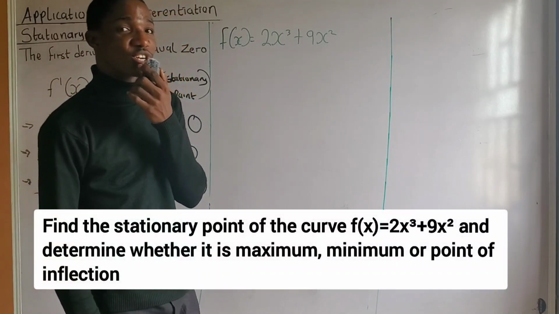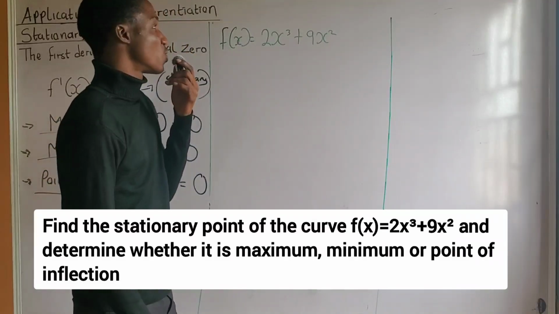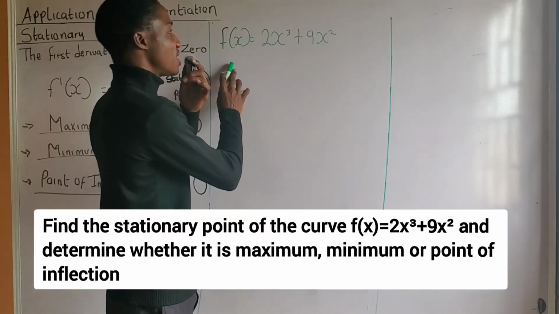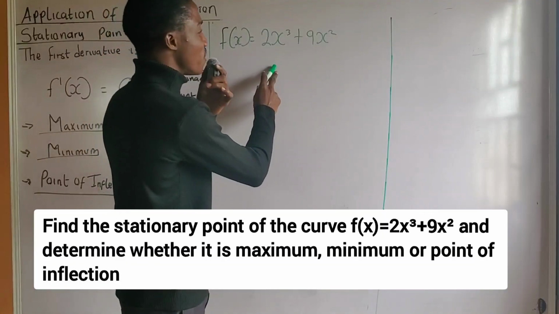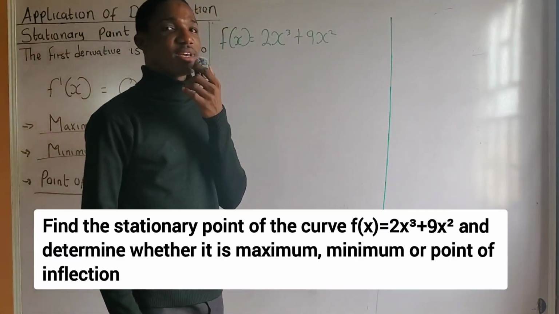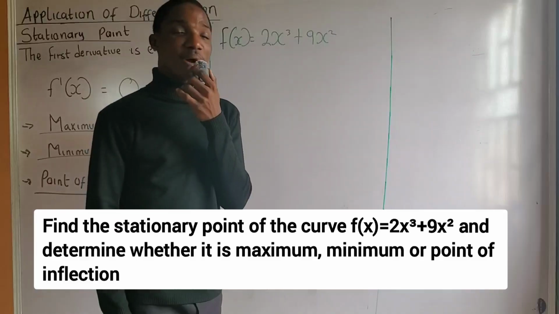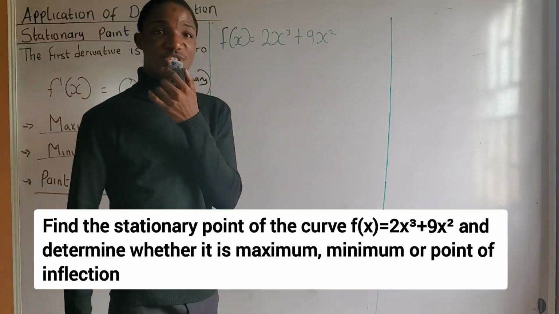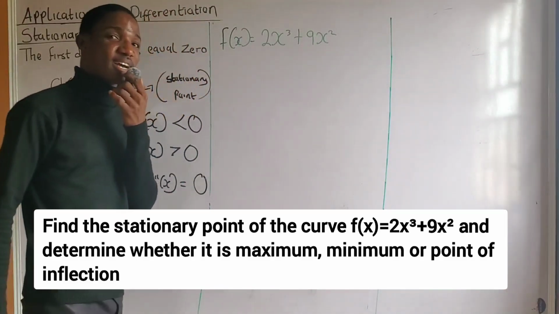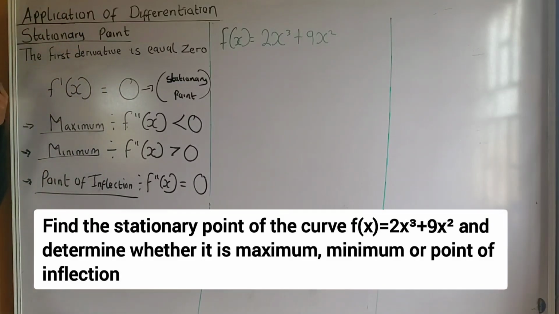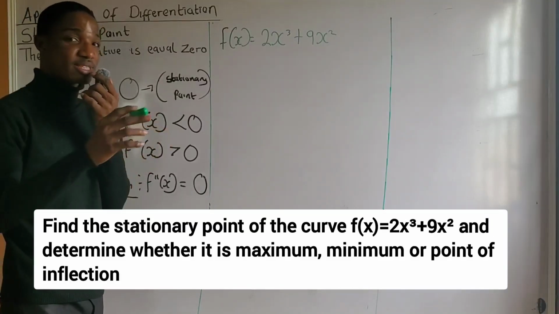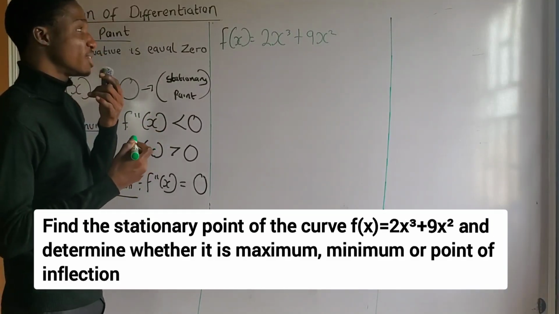Okay, let's consider this question on stationary point. We are asked to find the stationary point of the function f of x equals 2x raised to the power of 3 plus 9x squared, and determine whether the stationary point is maximum, minimum, or point of inflection. Okay, now don't forget that I told you at a stationary point, the first derivative of a function is equal to 0. And to know whether the stationary point is maximum, minimum, or point of inflection, we make use of the second derivative test. There are many other tests, but in this class, I'm going to be using the second derivative test, okay?